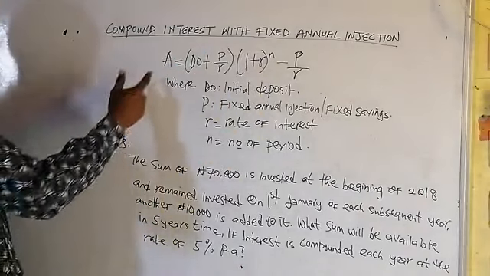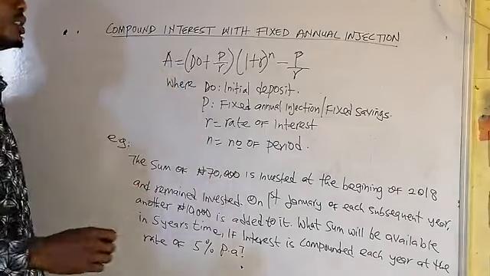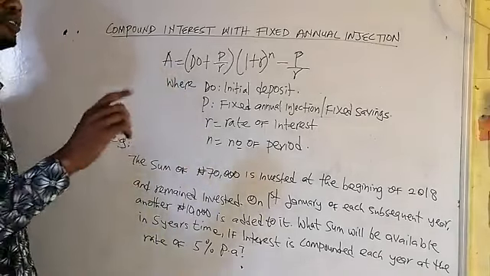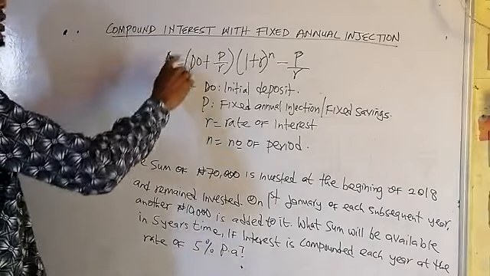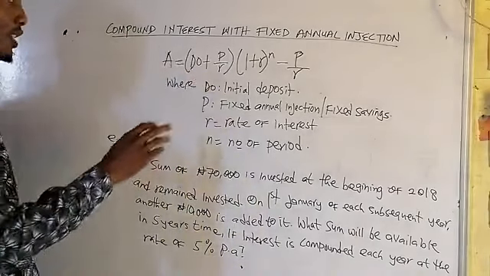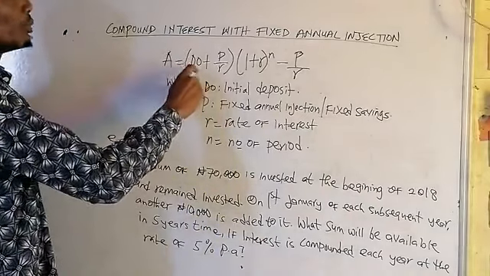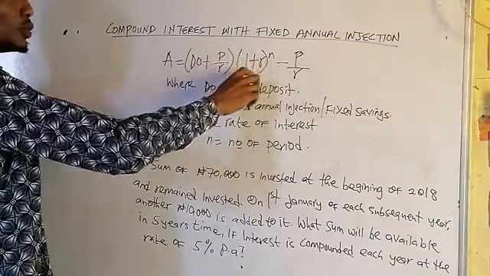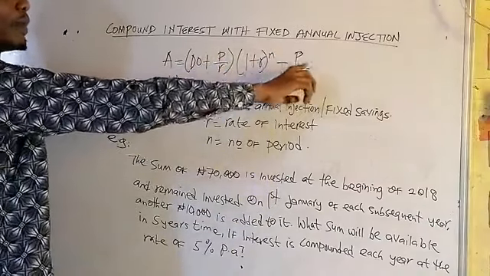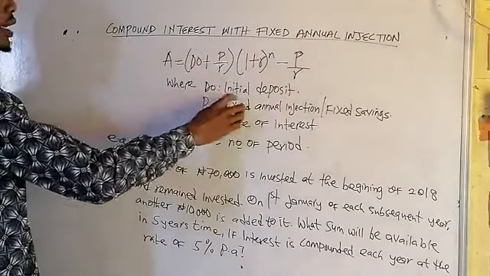In doing that, A is the future amount, that is, what your money will be at the end of the period of the investment. So this is the formula to use when you are faced with this kind of scenario. It says A equals open bracket D0 plus P all over r, close bracket, open another bracket 1 plus r raised to power n, minus P all over r, where D0 is equal to what?